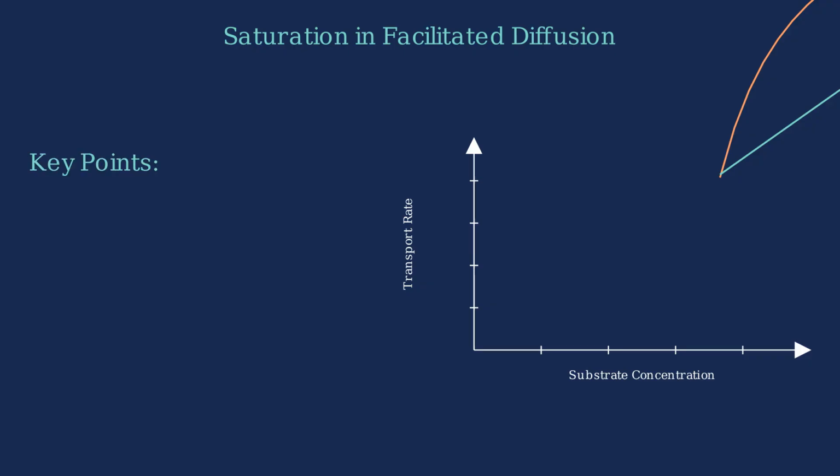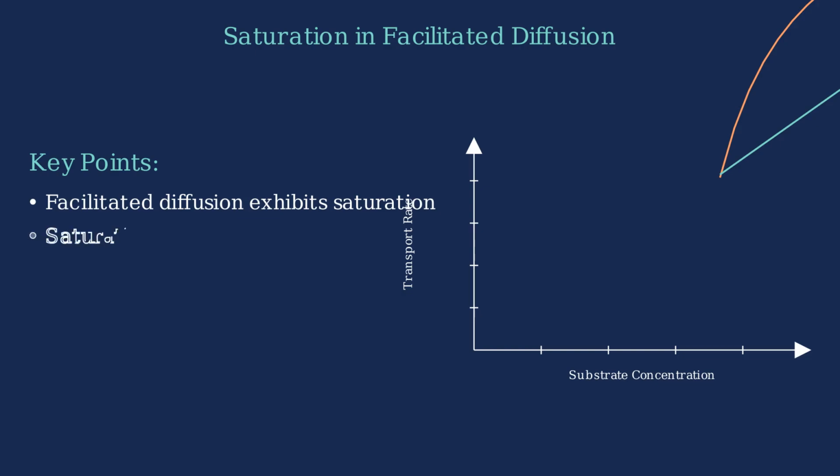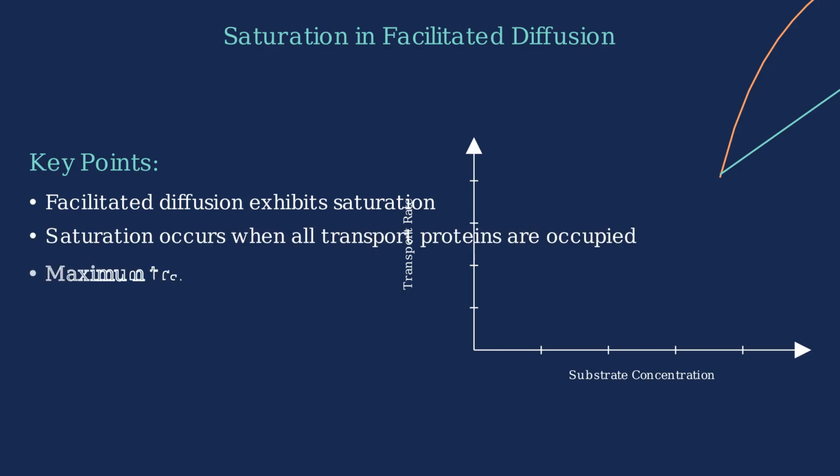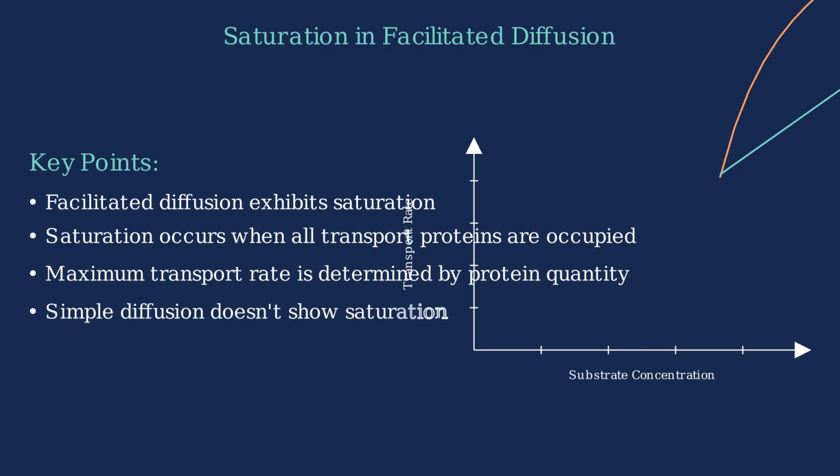To summarize, saturation is a defining characteristic of facilitated diffusion. It occurs when all transport proteins are engaged, creating a maximum transport rate that cannot be exceeded. This distinguishes it from simple diffusion, which shows a linear relationship between concentration and transport rate without saturation.